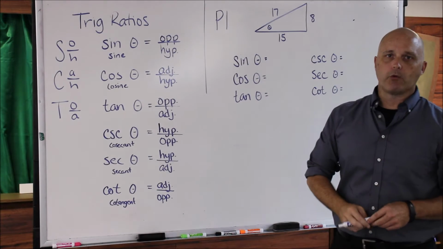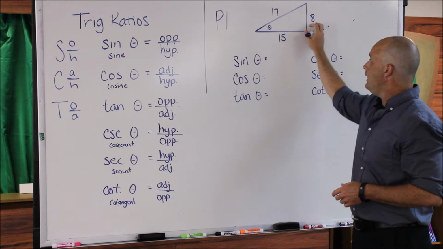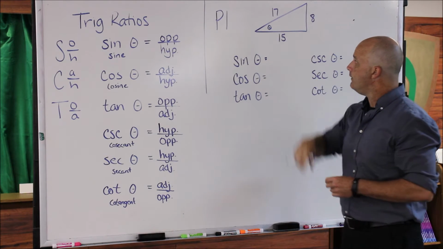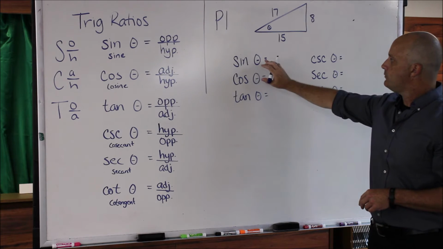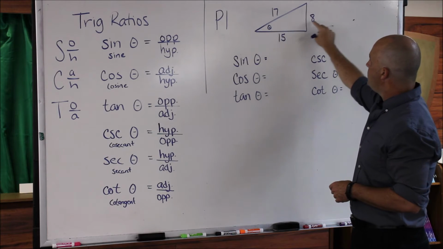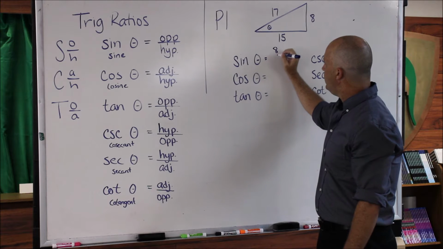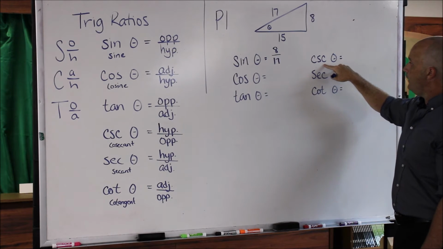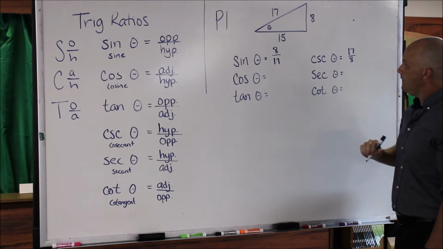For problem number 1, we're being asked to find the 6 different trig ratios given an 8, 15, 17 triangle with the location of theta in this bottom left-hand angle. So what we're going to do again is start with sine, the sine of theta, and we're going to say the opposite 8 over the hypotenuse 17. So we know that the sine of theta is 8 over 17. To find the cosecant of theta, we're just going to flip that, and it becomes 17 over 8.